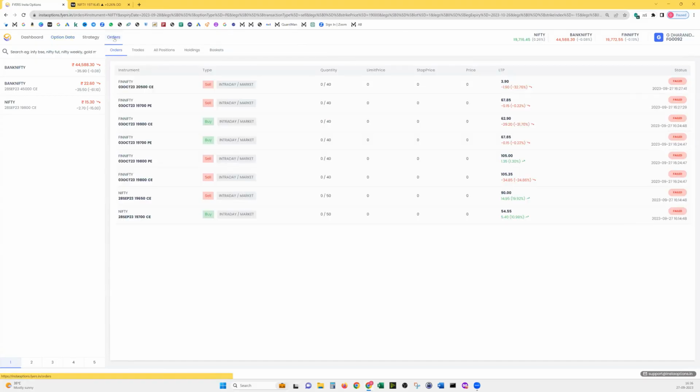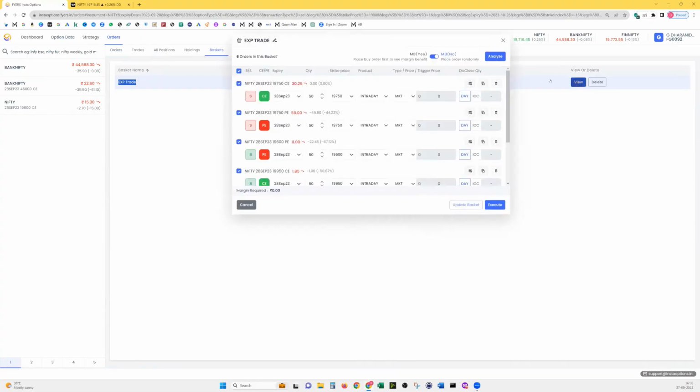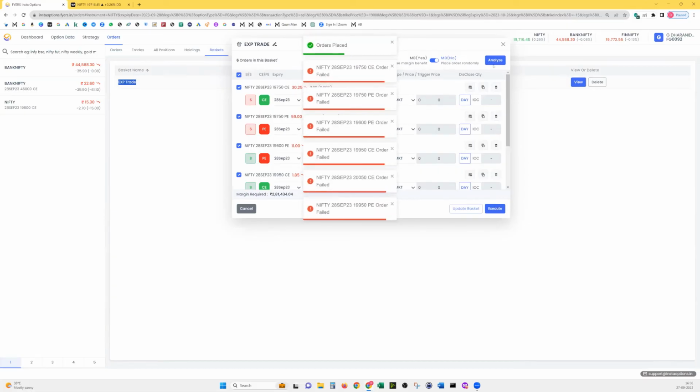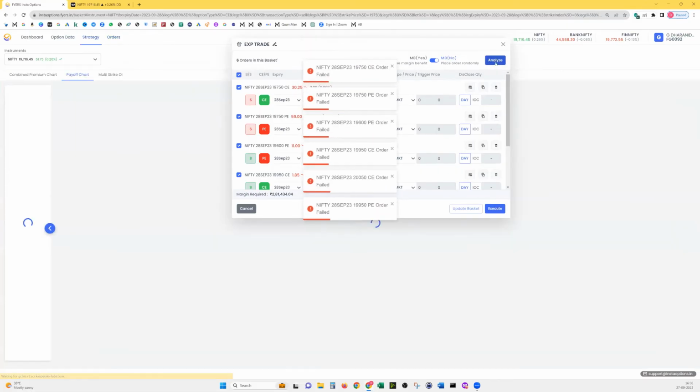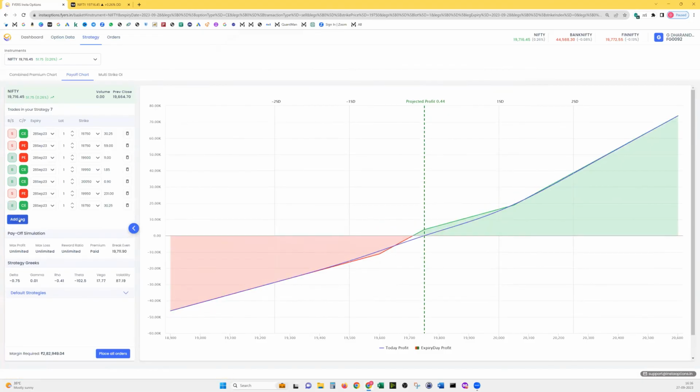I can go to orders. On orders, you can find the basket. Okay, so now we have added this basket, the expiry trade, and now you can view this and execute it any time whenever it's required. And if you want to analyze, click on analyze, and if you want to modify it, you add a leg, modify it, and then place an order.